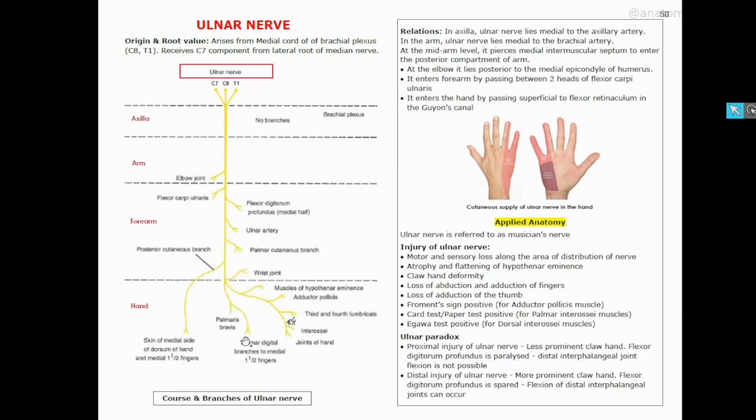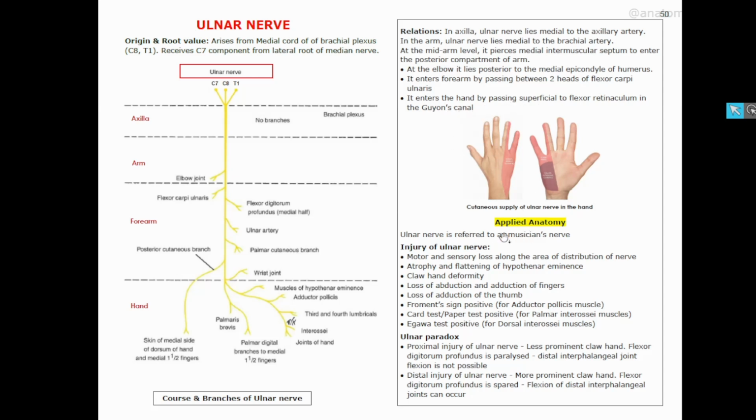And in the hand, majority of muscles are supplied by the ulnar nerve, except few which are supplied by the median nerve. And some important relations we saw. Ulnar nerve lies medial to the axillary artery, the brachial artery. In the middle of the arm, it goes posteriorly by piercing the medial intermuscular septum. It lies behind the medial epicondyle of humerus. Then it enters the forearm by passing between the two heads of flexor carpi ulnaris. It enters the hand by passing through the Guyon's canal.